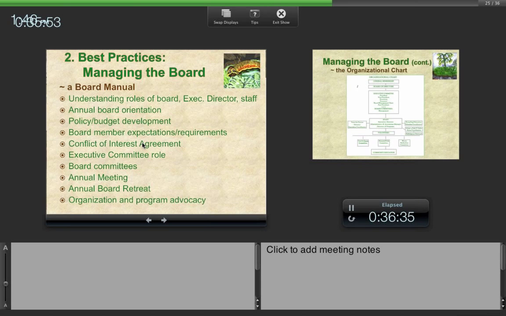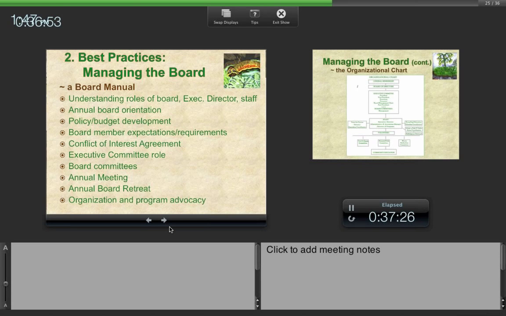We have an annual board orientation. We have a board development book that explains exactly what the role of the board is versus the staff versus the director. Also, policy budget development. A lot of times your policies are implemented and relate to your programs, and the budget really needs clear definition. And we all need to remember at times that a budget is really a plan. It's not something that you absolutely have to stick to, because forecasting is in many cases very difficult, especially if you're looking at grants.